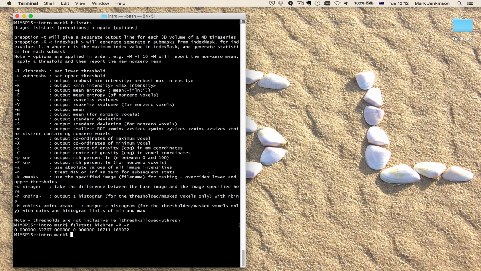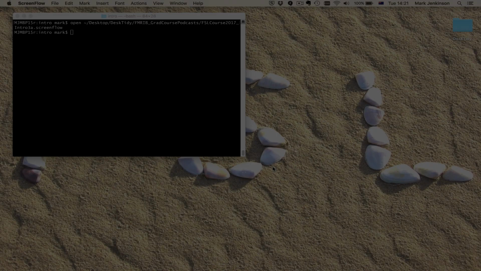In this case, we did 2 different options. We didn't have to. We could have just done one. So if we did just minus little r on its own, then we would just get these 2 values. And you can combine as many of these options as you want together in a single command.